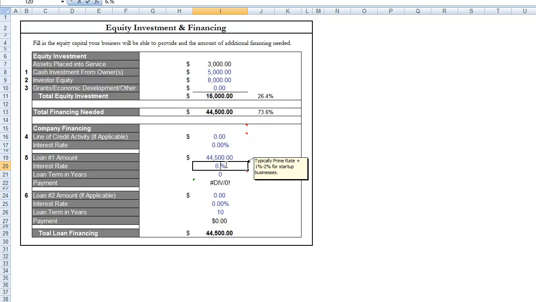The interest rate, let's just say it's 6%. Currently rates are really low. Typical business loans are about 2.5% over prime to 4 or 5% over prime rate.